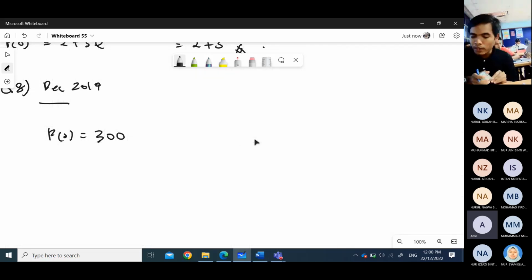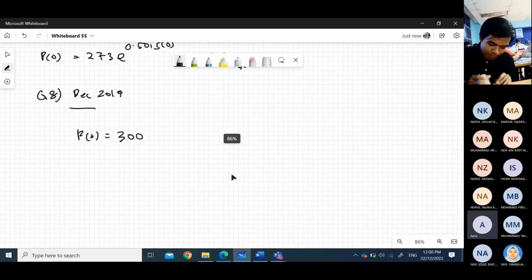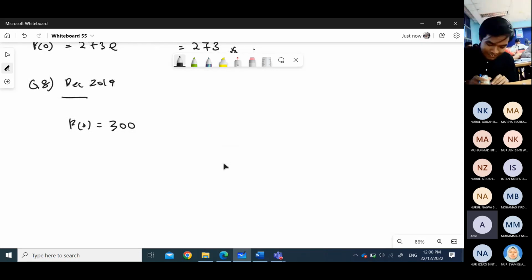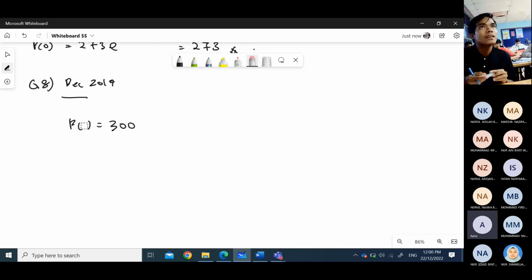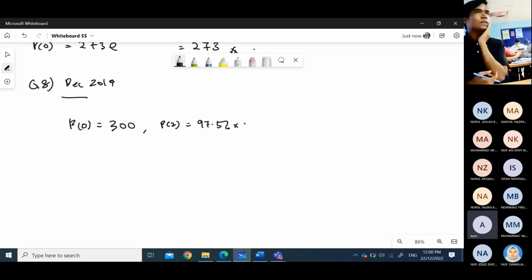Kau dapat nilai A. Kena substitute t kosong, t2 dulu. Bahagikan baru dapat nilai A. Macam nilai K. Nilai A tu kau boleh dapat terus lah.